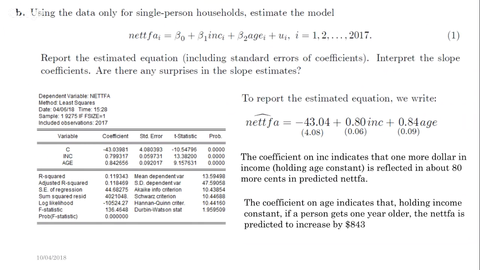The coefficient on age indicates that, holding income constant, if a person gets older by 1 year, the net financial wealth increases by $843. Okay. Makes sense.